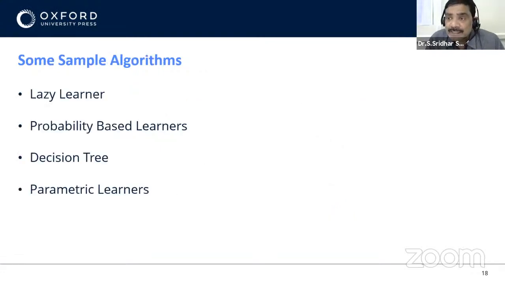Fine. So far, I have just talked about the overall view. Can we see some algorithm examples? I am planning to show some examples here, like the lazy learner. That means how a fundamental, primitive machine learning algorithm can be designed, and how algorithms can be designed using probability concepts and decision tree methods.